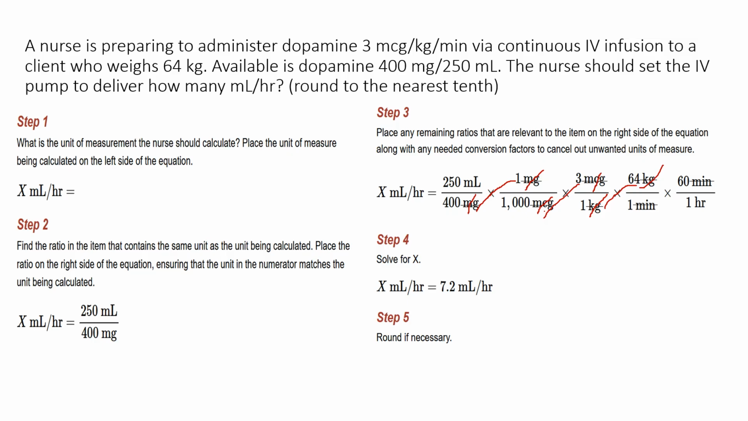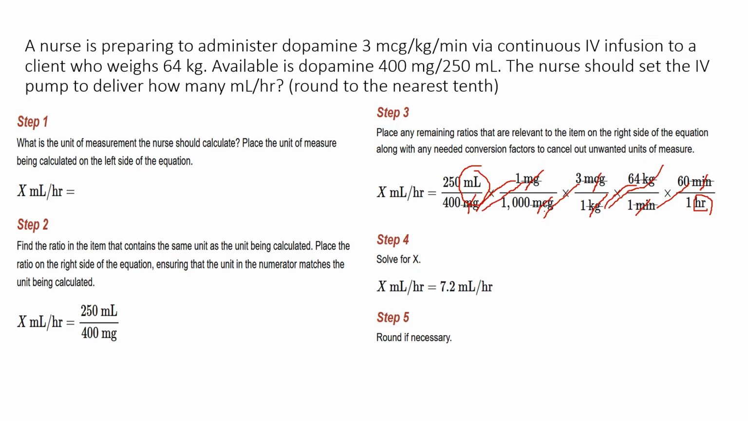So we have 60 minutes in 1 hour. So we're going to have 60 minutes over 1 hour. So we're going to actually cancel out the minutes. You see the pattern here? So make sure if you have these units aligned like we have here, then you're doing something right. And if you have the ml on the top here and you have the hour on the bottom, then you're in the right direction.